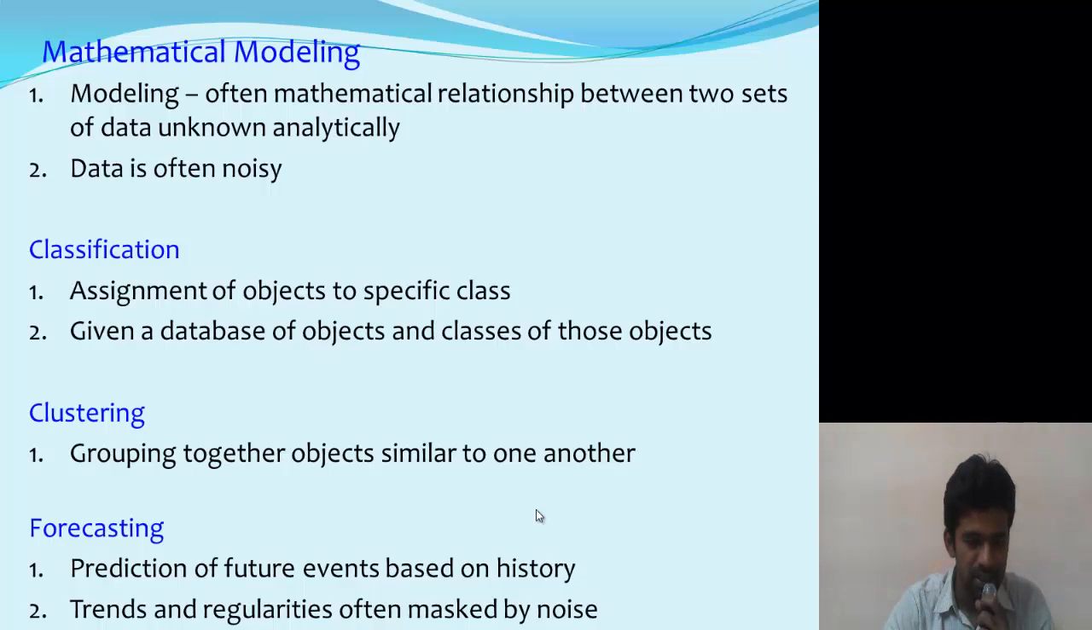Classification. Assignment of objects to a specific class, that is, huge sets of data are classified according to a specific class, given a database of objects and classes of those objects. Clustering. Grouping together objects similar to one another is known as clustering, which often creates a huge problem while grouping. Forecasting. Prediction of future events based on history. For example, usually the weather is predicted based on history. Trends and regularities often are marked by noise.